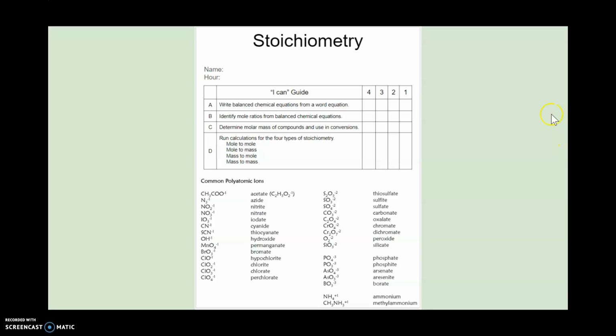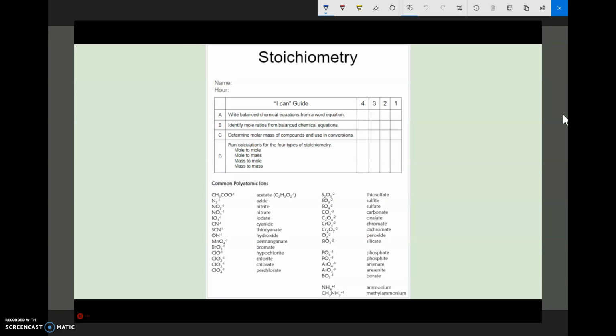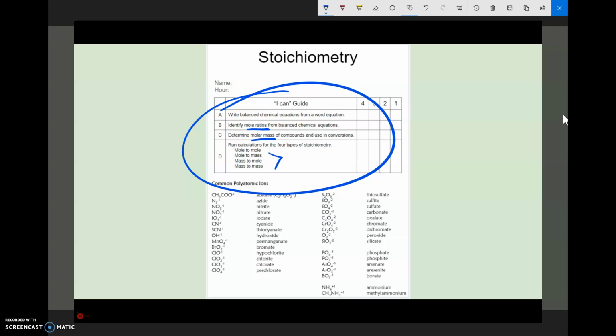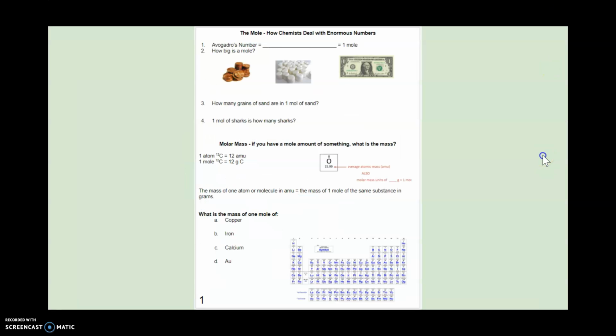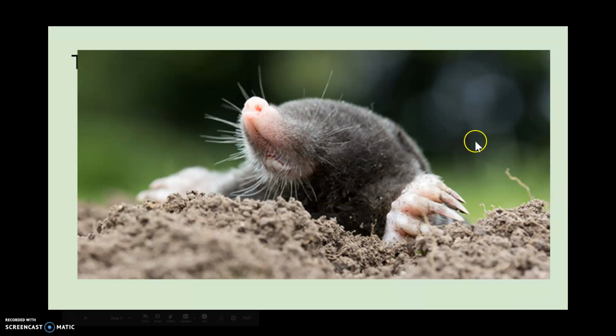Okay, there's your first page of your stoichiometry. These are the 4 I can guides. Okay. Write a balanced chemical equation from a word equation. Identify molar ratios, which of course we're going to learn about. Determine molar mass, which we're going to learn about. And then we're going to calculate 4 types of stoichiometry. And this is where we need our calculator the most, is when we are going to calculate and use stoichiometry. Okay, so page 1, if you turn there, this is where we are. We're going to go ahead and fill out this page today. That's our goal.